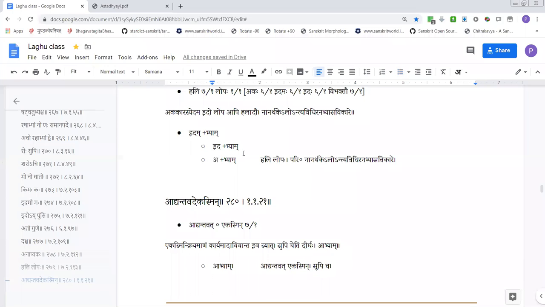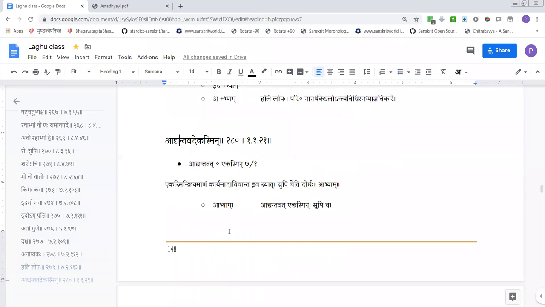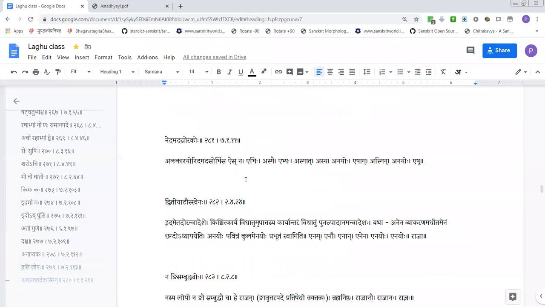Idam plus bhyam. So this halilopaha has happened, and halilopa has a paribhasha where an anarthaka form should not come. Therefore, alontyasya has not applied and id completely has been elided and a remains. That a will take dirgha because it is adau also, ekasmin adyantavat. So adau iva ante api. So abhyam, now you have to get abhi.